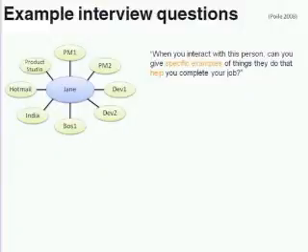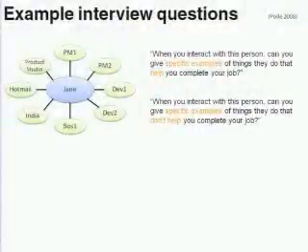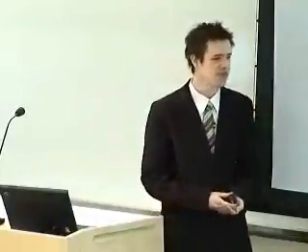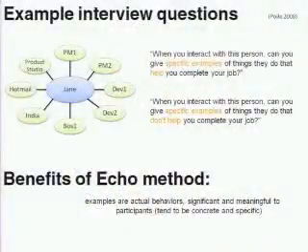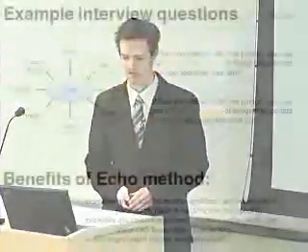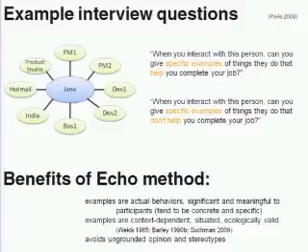The question that we ask is very specific. When you interact with this person, can you give specific examples of things they do that help you get your job done? And then we ask for specific examples of things that don't help you to complete your job. So the interview method is actually quite simple, but extremely powerful, because it gives us data that are examples of actual behaviors. And those behaviors are significant and meaningful to the participants. The examples are context dependent, situated, and ecologically valid, and they avoid ungrounded opinion and stereotype.